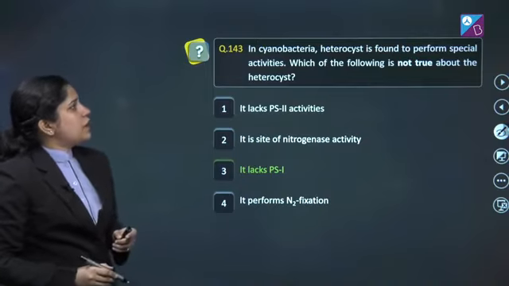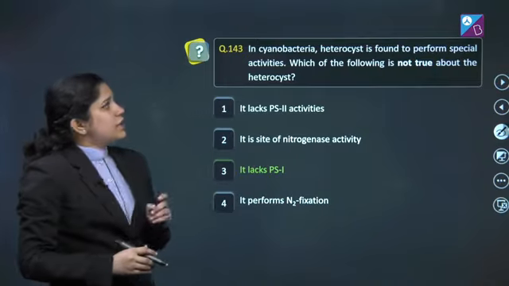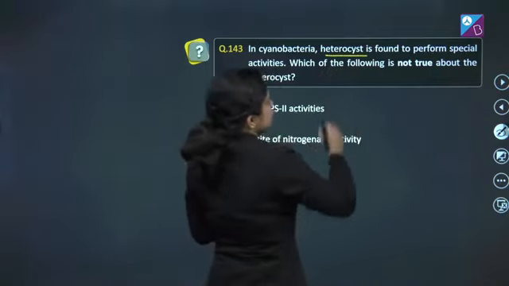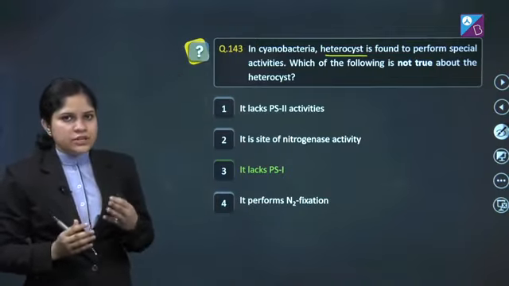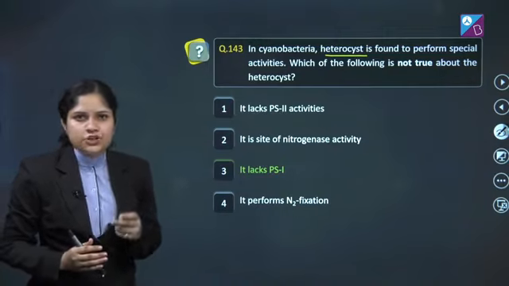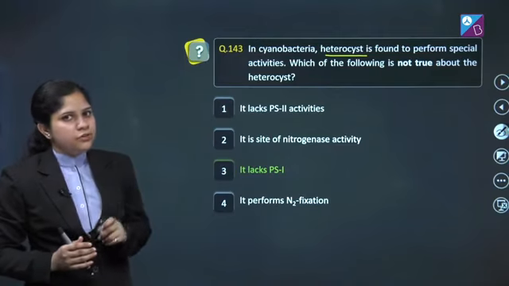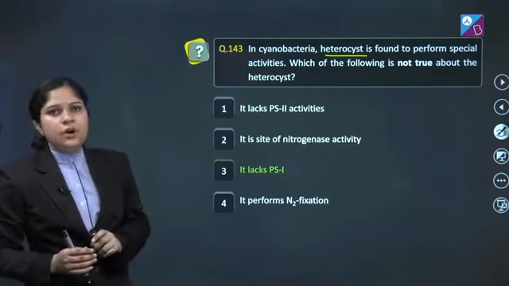Question number 143. It's an important question. In cyanobacteria, heterocyst is found to perform special activities. What are these activities? The main activity of the heterocyst is nitrogen fixation. Which of the following is not true about the heterocyst? Let's see the options. It lacks PS2 activities.